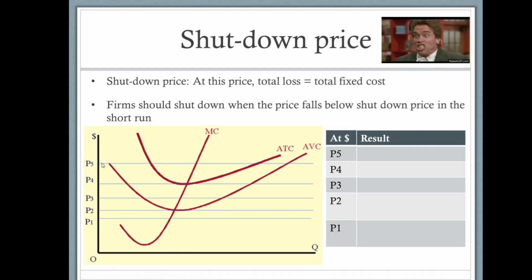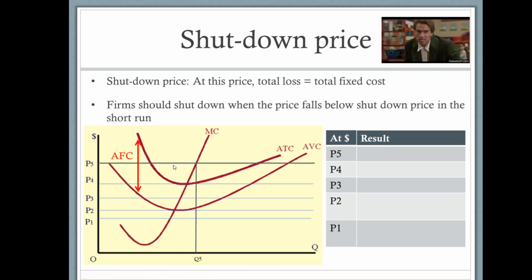Once again, this gap here is the average fixed cost, because here is your average total cost, and down here is your average variable cost. So for P5, when we are using the demand curve at P5, this one here, what is going to be the result for that firm?